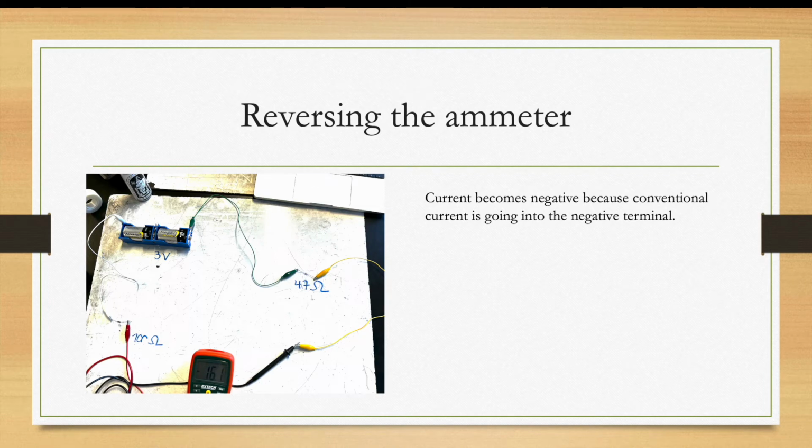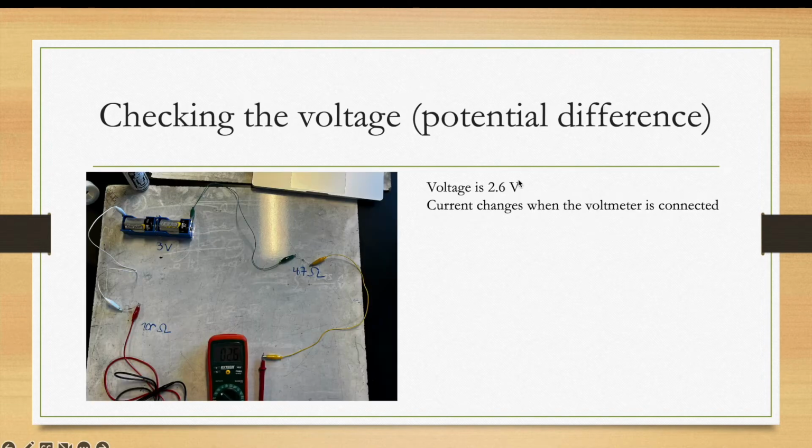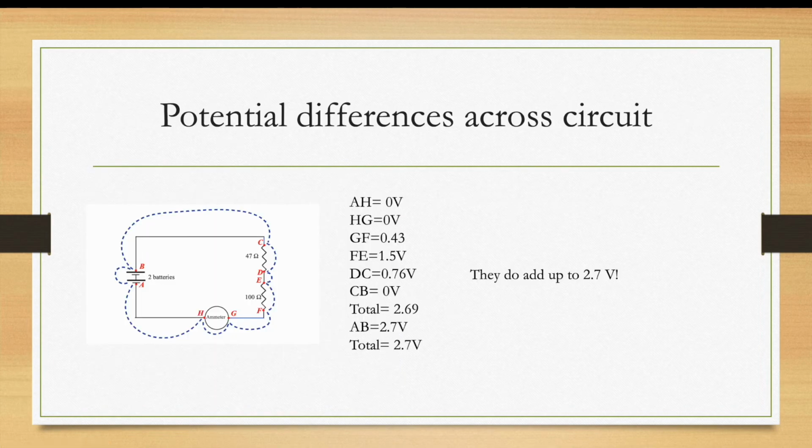Then when I reversed the ammeter, the current stayed almost the same. It just went negative because the conventional current was going into the negative terminal of this multimeter. Then for checking the actual voltage, it was exactly 2.6 volts. And the current changed when the voltmeter was connected. So when I connected an extra voltmeter in here, my current changed considerably.